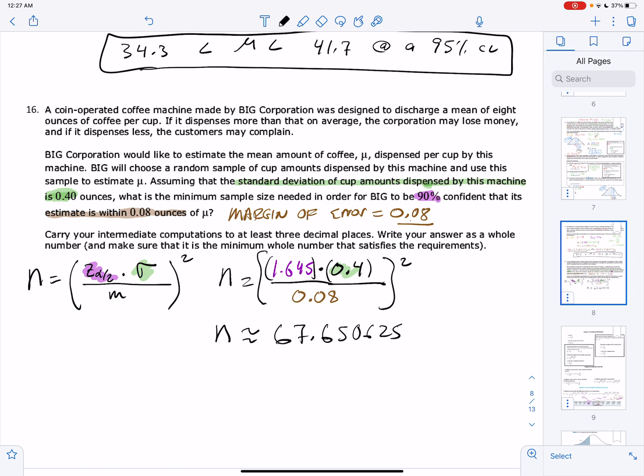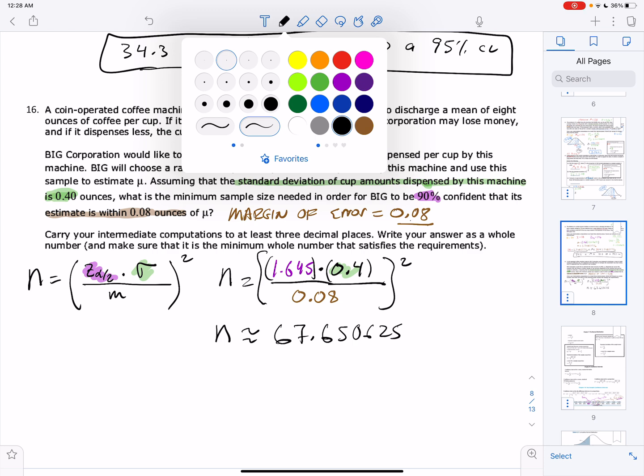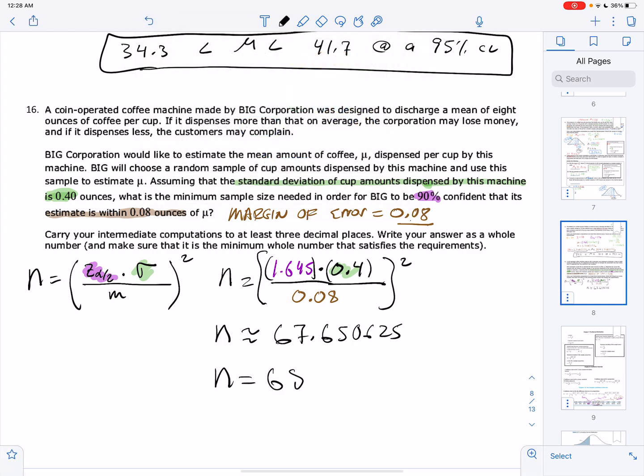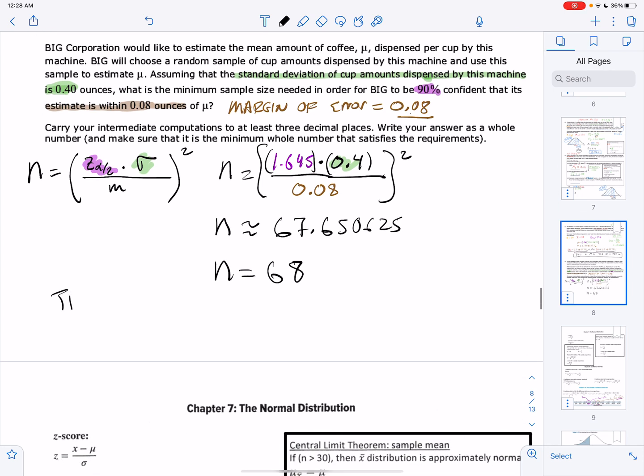Now, what are we doing? We need to know the sample size to obtain a margin of error of 0.08 and a confidence level of 90%. So it's saying you need a sample size of 67.6. Well, I can't get like 65% of a cup. So if I drop it down to 67, I don't have the sample size to achieve my goal. I always have to go up to the nearest integer. So the answer is going to be n equals 68. So the minimum sample size is 68.